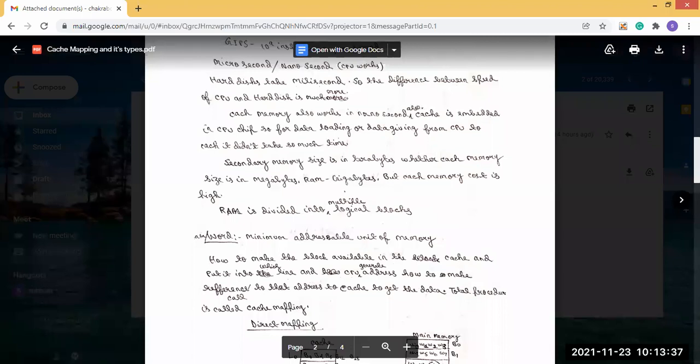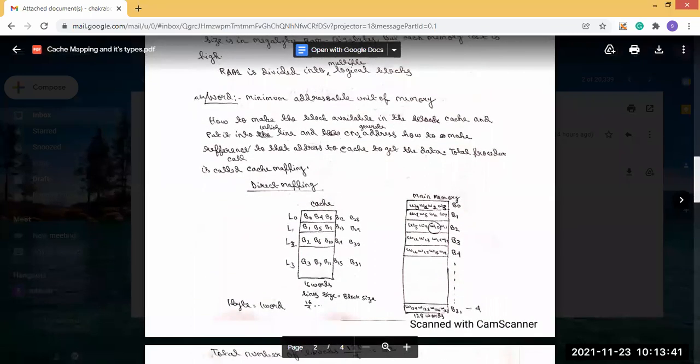Now the first mapping is direct mapping. So first we will discuss what direct mapping is. Let's say this is our main memory, or the RAM. We have said that in RAM, the data is stored in blocks. Now, this RAM has 128 words.